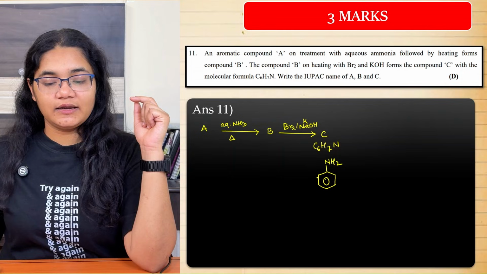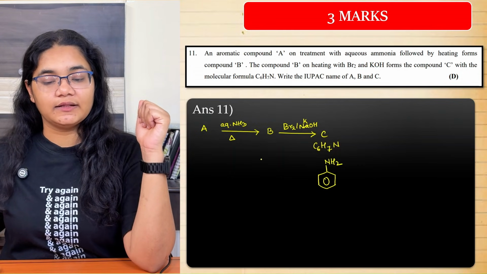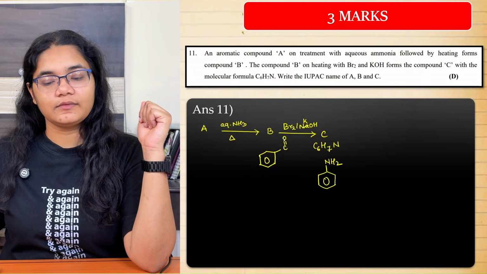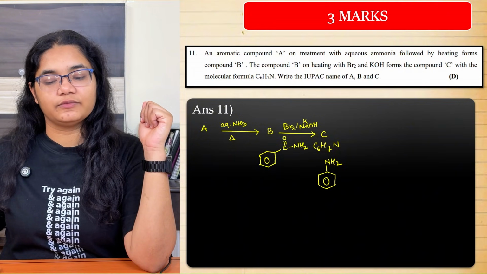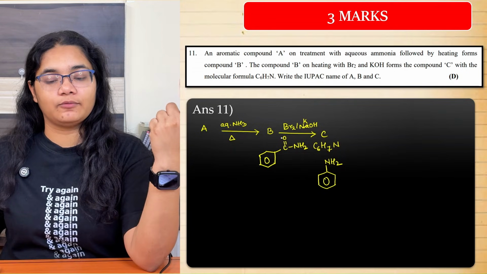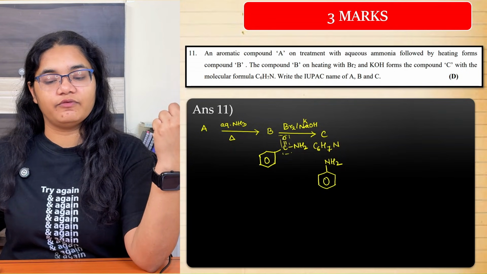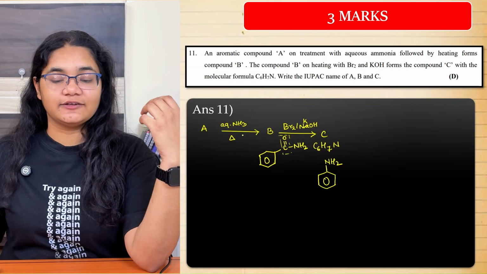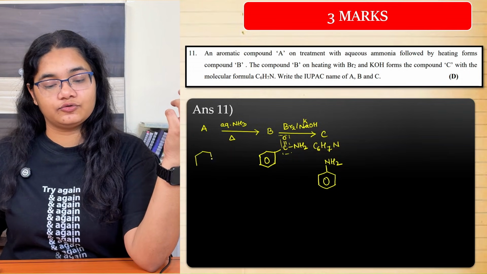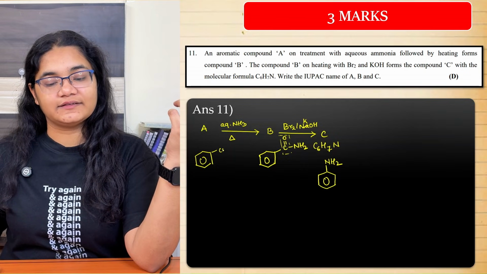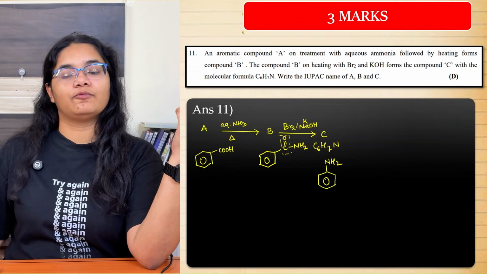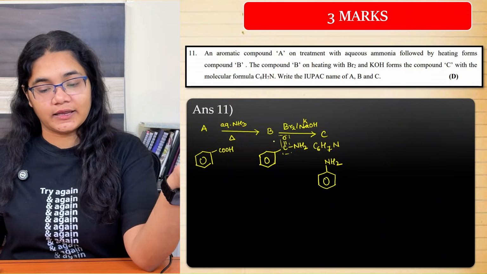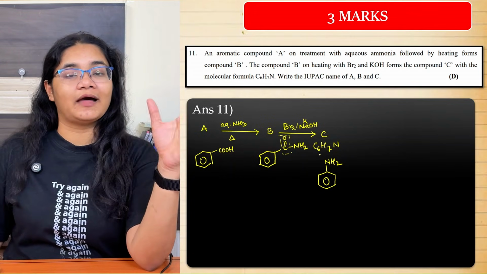Now, if this is formed from compound B, then B has to be an amide, that is CONH2. If you now treat it with Hoffmann bromamide degradation, this CO group will be removed and you will get a compound like this. After that, aqueous NH3 and heating. So this compound has to be an acid. When it is treated with ammonia and heating, we get amides. Then on treating amides with bromine and KOH, you will get aniline.